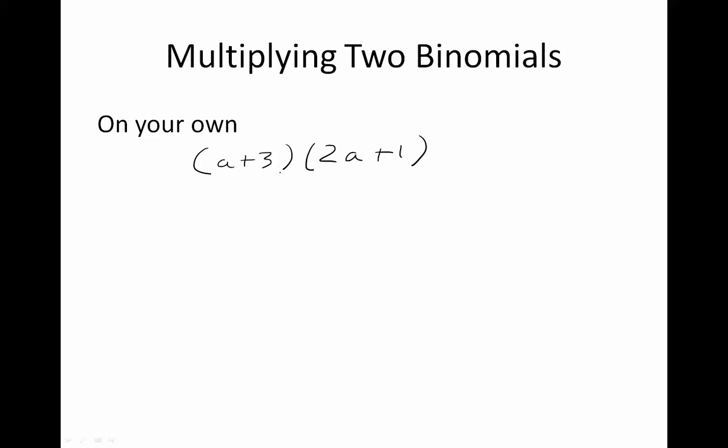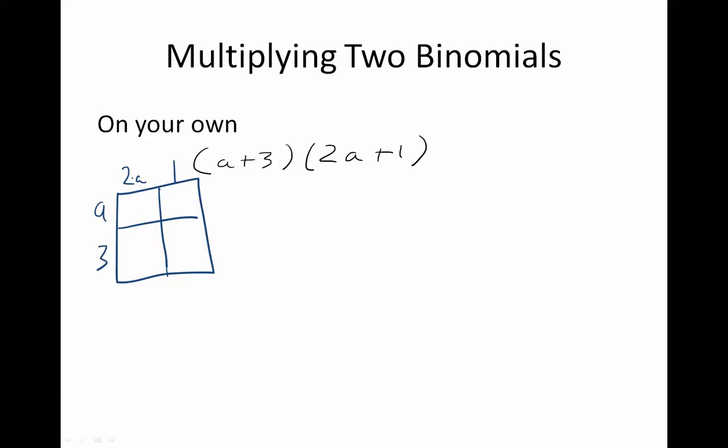So here's the problem from your notes. Let's go ahead and do it together. Again, I'm going to do both an area model, or sometimes this is called the box method. I don't really care what you call it, right? Names are names. And I want to do it with distribution.